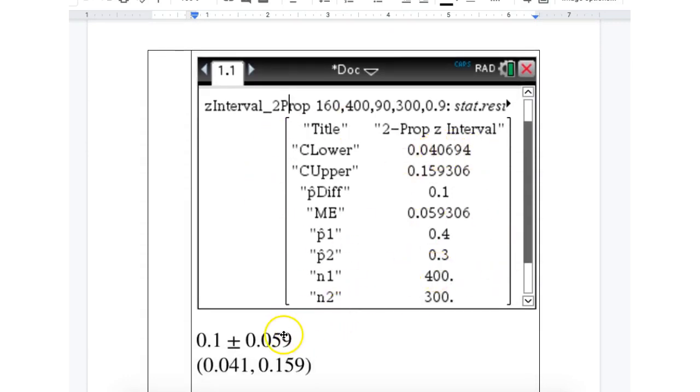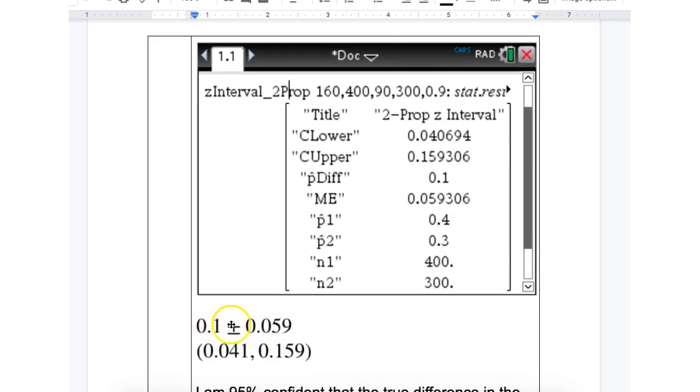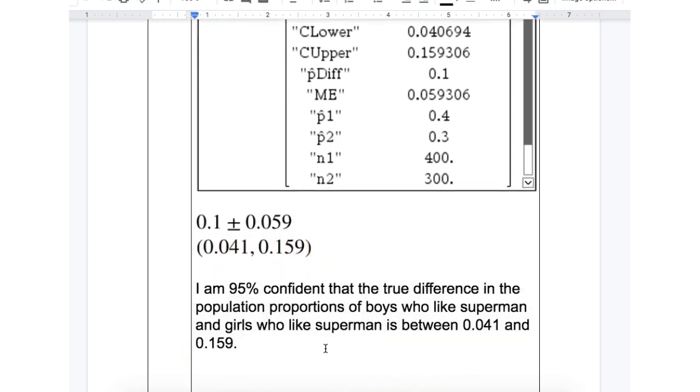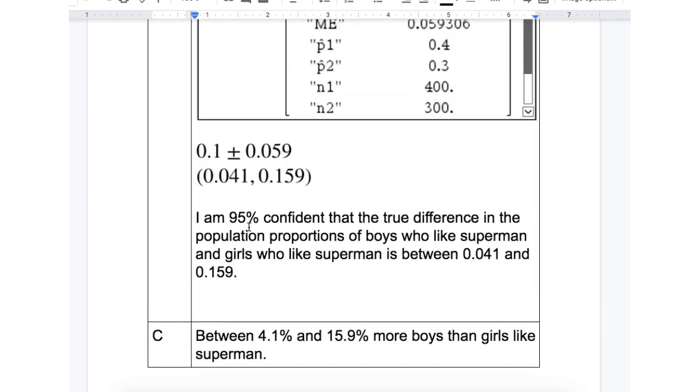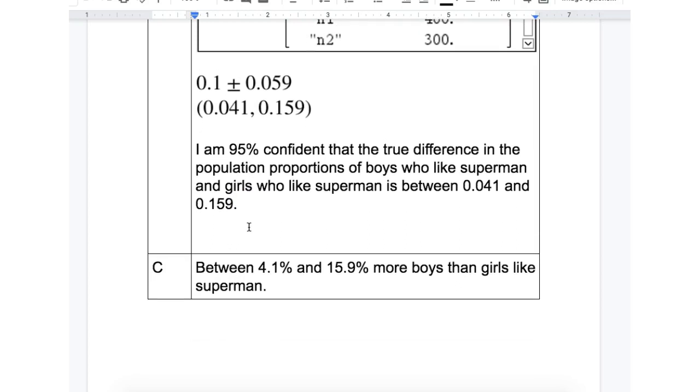So I can set up my confidence interval using a point estimate plus or minus my margin of error, or I can get my interval from the C lower and the C upper. So I am 90% confident that the true difference in the population proportion of boys who like Superman and girls who like Superman is between 0.041 and 0.159. So that is my I statement, showing my interval and interpreting the interval in context. My conclusion: between 4.1% and 15.9% more boys than girls like Superman.